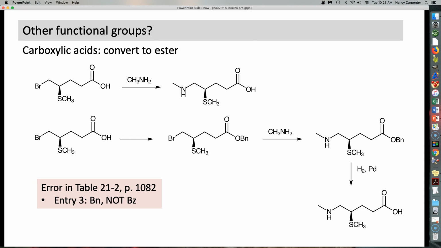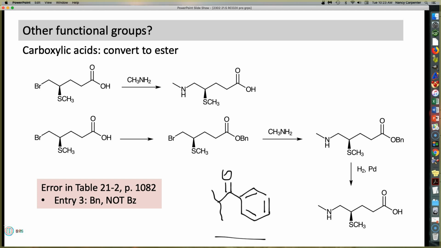Just a quick note, in table 21.2 of your textbook, it refers to this protecting group as Bz. It is not Bz. Bz is this guy. So you might want to make a note of that. If you see Bz, this is what it looks like. Bn, again, is the CH2Ph.